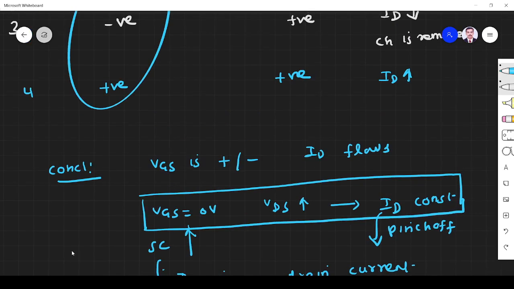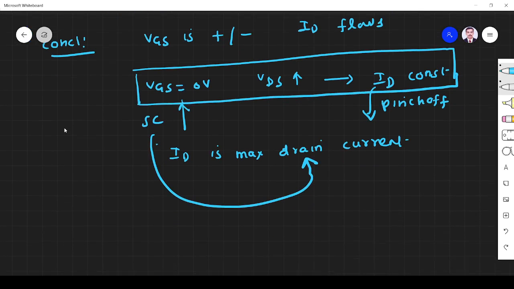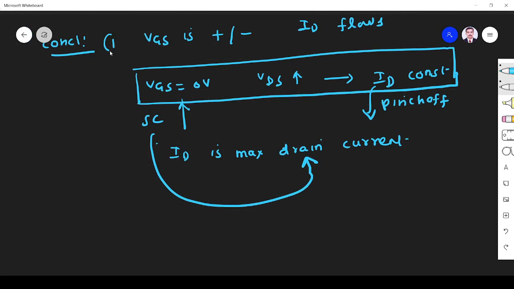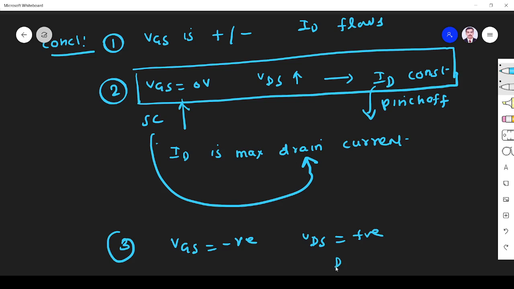So these are all the important points we have to remember. Conclusion 1: when the channel starts depleting. Conclusion 2: the channel starts depleting when VGS is negative and VDS is positive, right? Depletion occurs. These are all important one-mark points. These are things you must remember whenever you work with the depletion MOSFET.